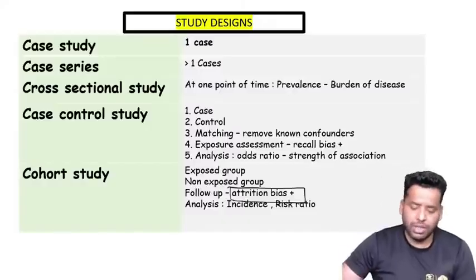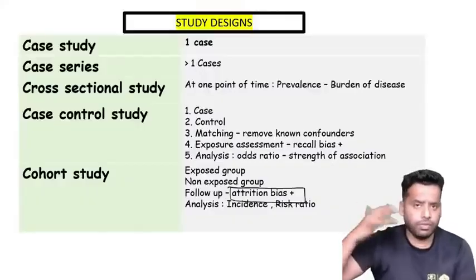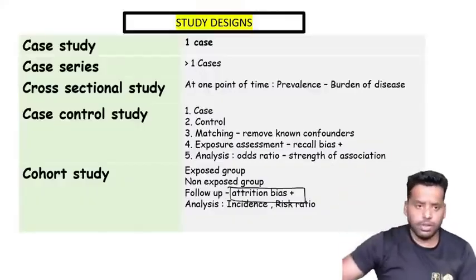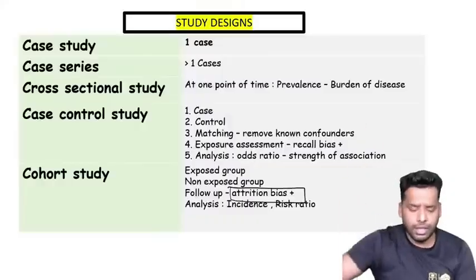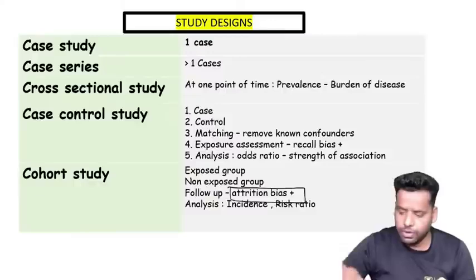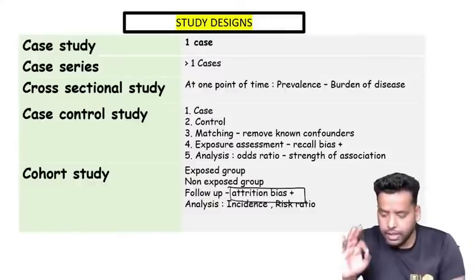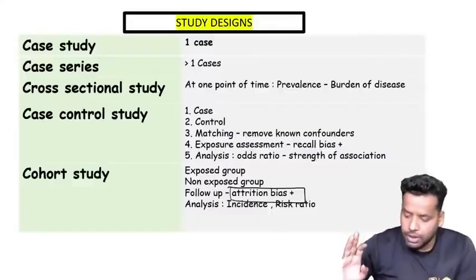Twenty years, no? They won't guarantee. Daily you are going and asking what happened and all. Suddenly they will switch off their phone. Someone suddenly from Bangalore is going to Delhi, and you are not able to reach them. What is that bias called as? Attrition bias is seen during follow-up.